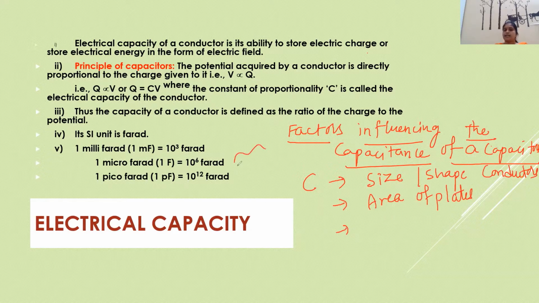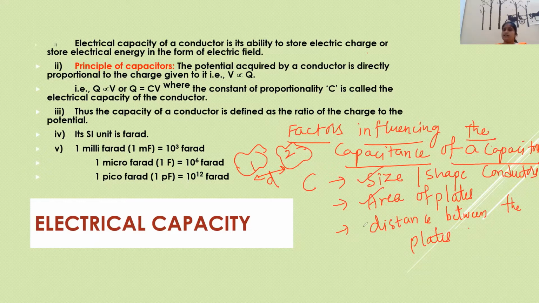It also depends on the distance between the plates. Now, we have seen two conductors, first conductor and second conductor, and between them some distance of separation is taken. That distance also affects it. So the factors influencing the capacitance of a capacitor are size and shape, area of the plates, distance between the plates, and the dielectric nature is also important, that is the nature of the medium used. Okay, so these are the points we have to keep in mind.